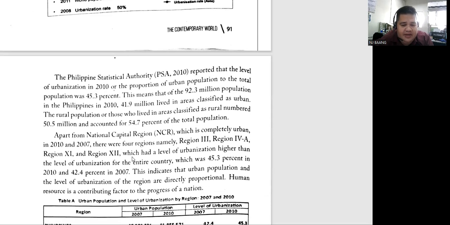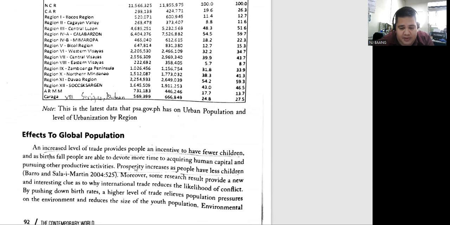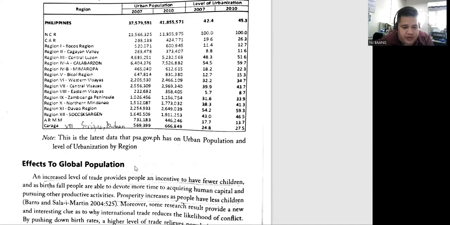The Philippine Statistics Authority or PSA, way back in 2010, reported that the level of urbanization in 2010, or the proportion of the urban population to the total population, was then 45.3%. There is another table, you can see page 92 of the PDF.